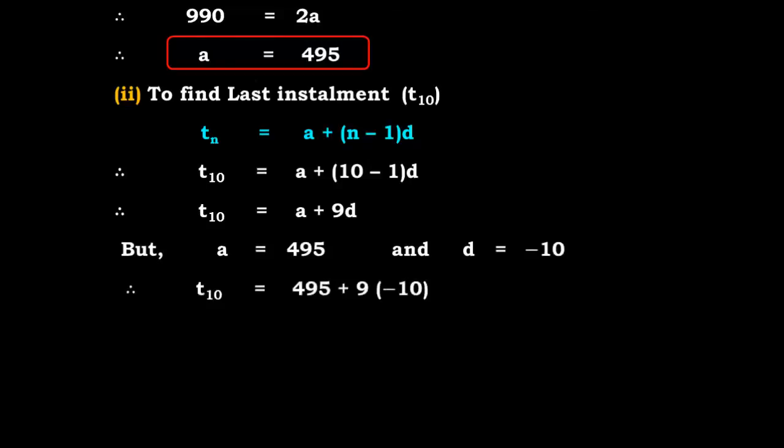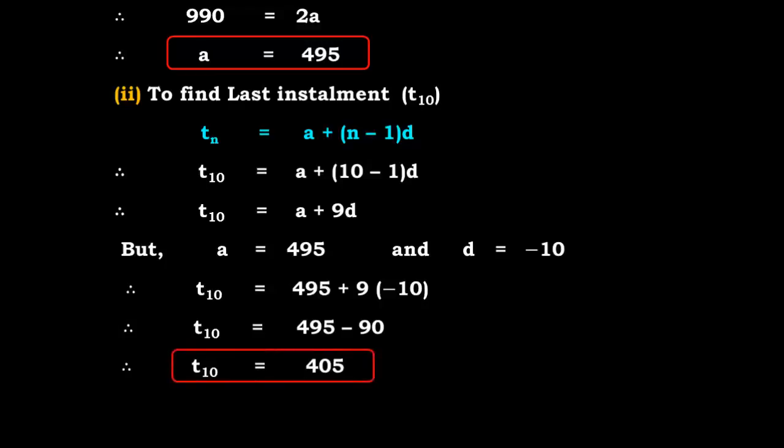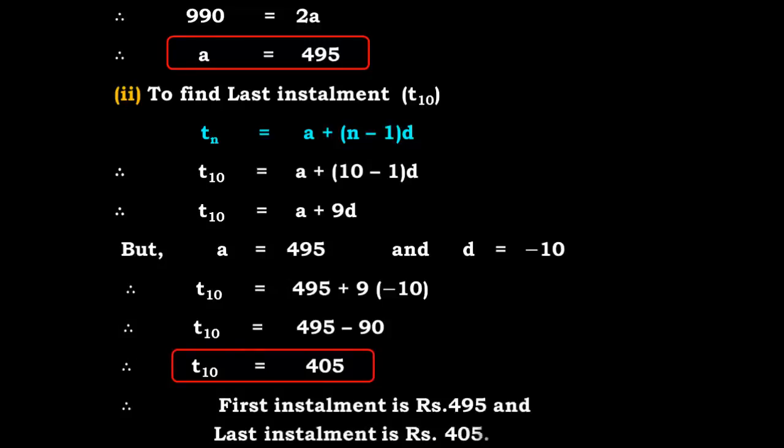So substitute the values. T10 is equal to 495 plus 9 into minus 10. 9 into minus 10 is minus 90. So T10 is equal to 495 minus 90, that is equal to 405. So the last installment will be 405. The first installment is rupees 495 and the last installment is 405. You have to remember the difference is minus 10 here because he is paying 10 rupees less for each installment.